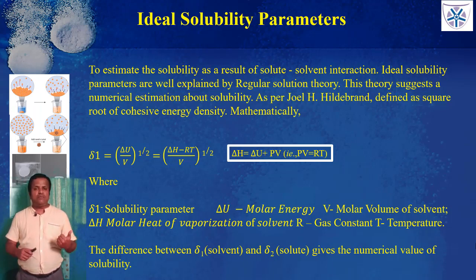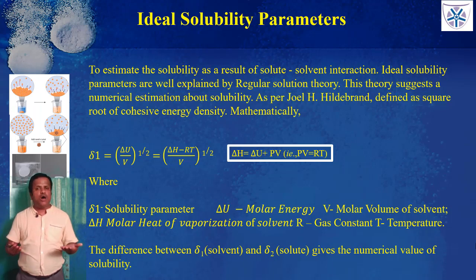Okay, so to estimate the ideal solubility parameter, we can use this Joel H. Hildebrand equation, that is delta 1 is equal to root of delta U by V. What is delta U? What is the U? U is the internal energy. Sometimes we express it in terms of E. E is also internal energy.